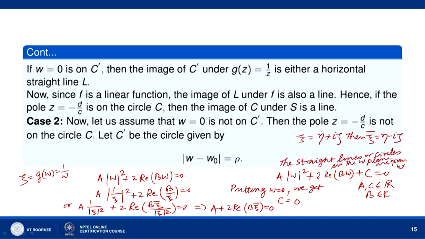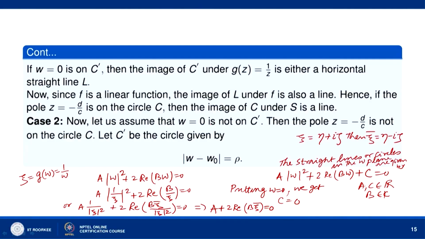Now, we have seen the effect of H mapping and then G mapping. Now, we have to see finally the effect of F mapping. Since f is a linear function, the image of this straight line L under f is also a line. Hence, if the pole z equal to minus d by c lies on the circle C, then the image of C under S is a line.